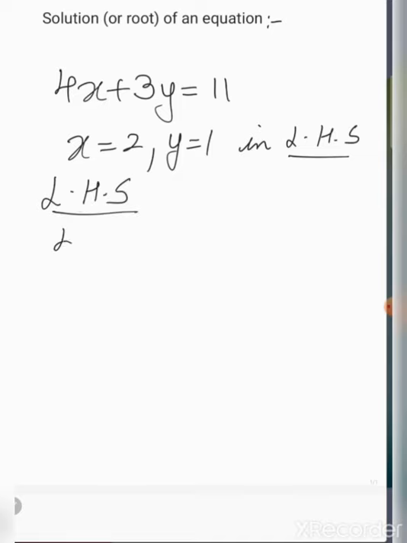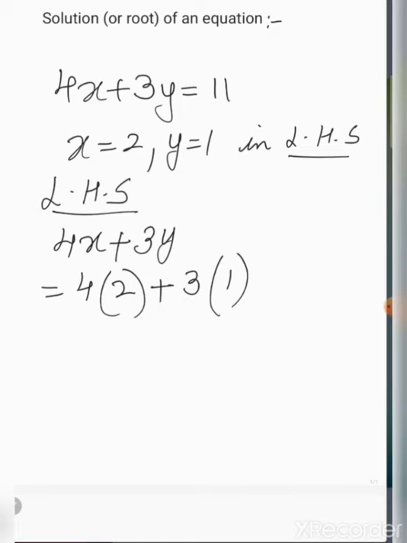We take the left hand side, 4x plus 3y. It will be equal to 4 into 2. Instead of x I have put the value 2 and instead of y I will put the value 1. So I will get 8 plus 3 which is equal to 11. So we observe that left hand side is equal to right hand side at x equal to 2 and y is equal to 1. It can also be written as an ordered pair 2, 1 which represents a point in the Cartesian plane.